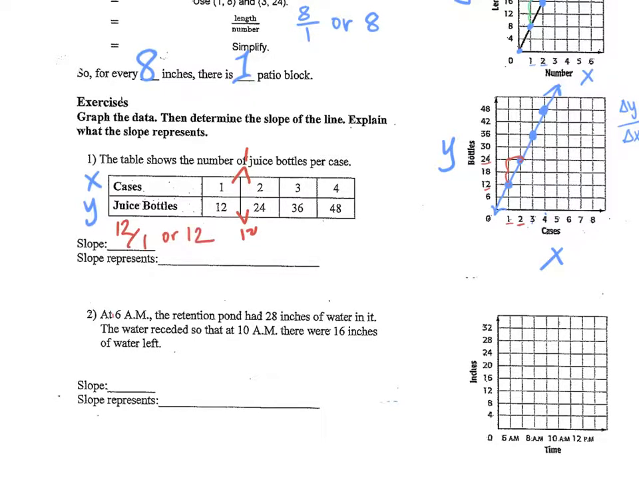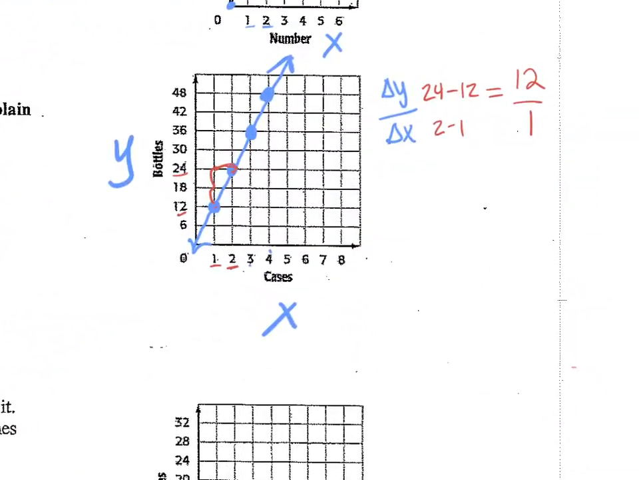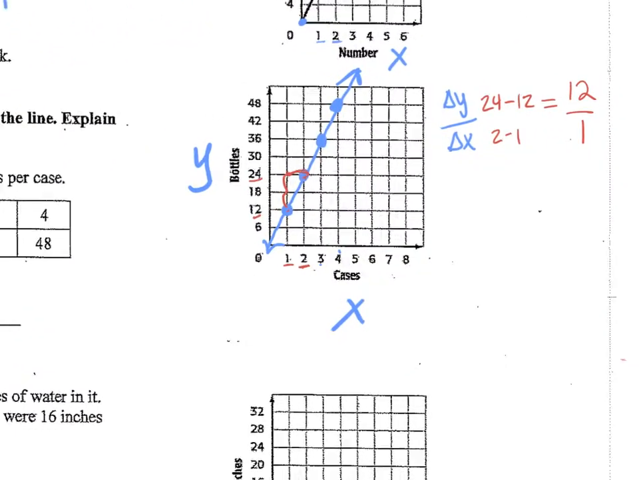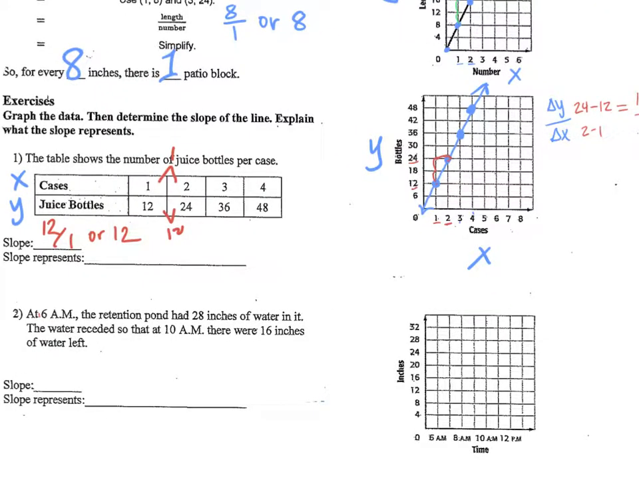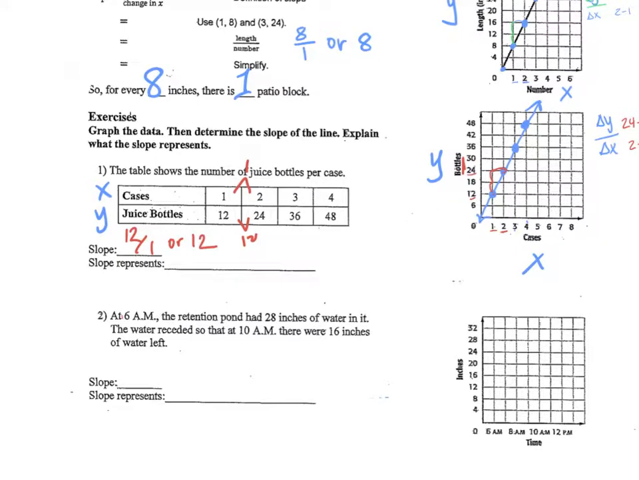And so what does that represent? We want to look back at our graph and see what those two values represent. So 12 is my y value, so that's the bottles. There's 12 juices in one case. Good. So 12 bottles of juice in one case, or in each case.